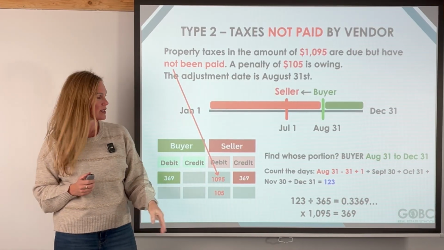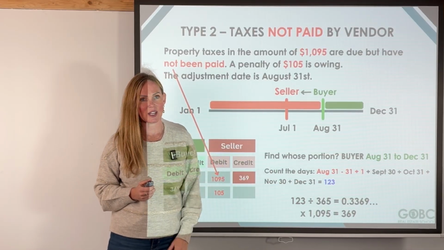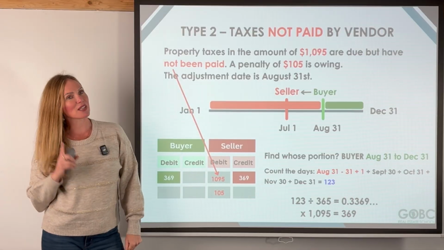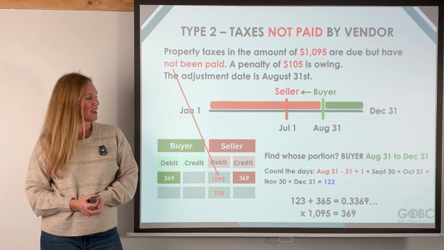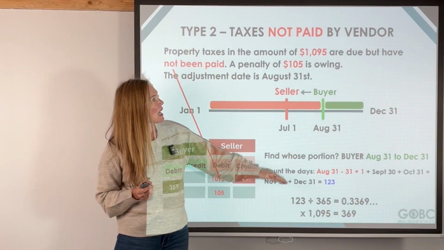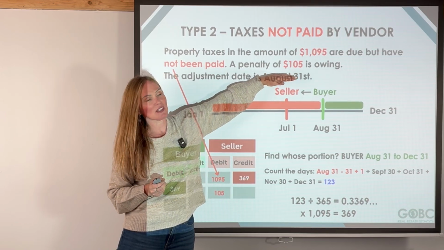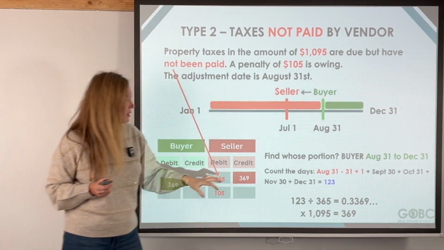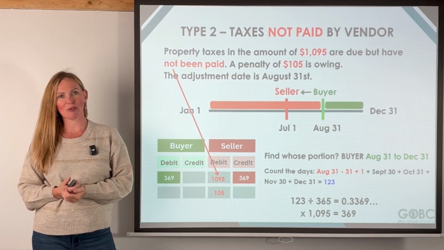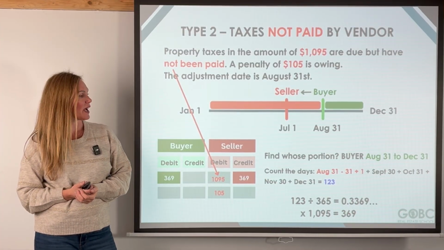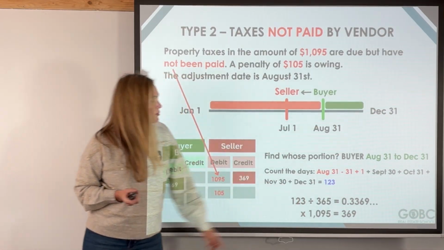So how do you get that $369? You're going to take 123 divided by 365 days out of the year, and then you're going to times it. What number are you going to times it by? You're going to times it by the actual tax amount. Do not use the penalty. Penalty is a very specific number just to the seller because that's his penalty. Buyer is not responsible for that $105. So times it by 1095, and that will come up to that 369.